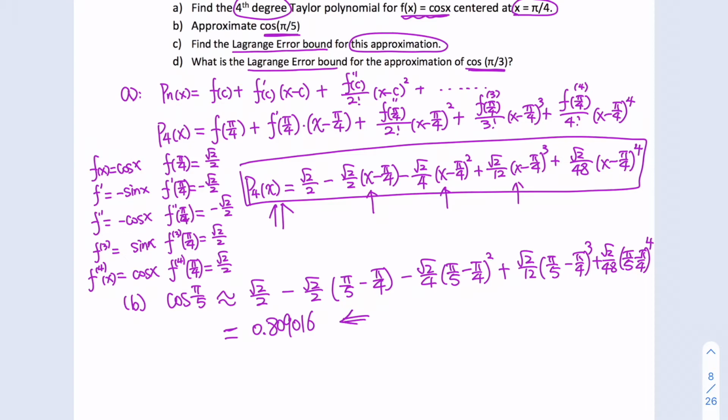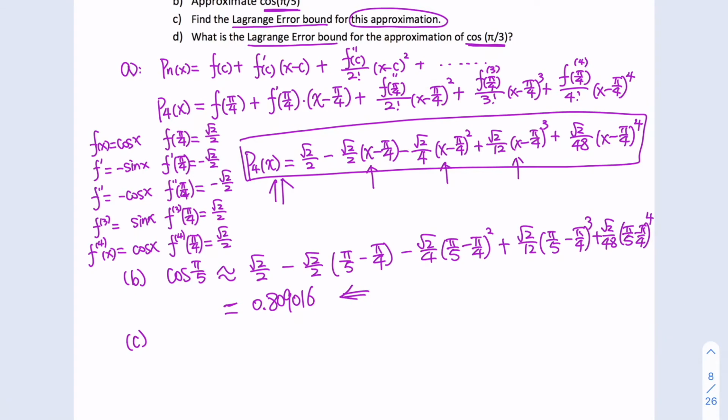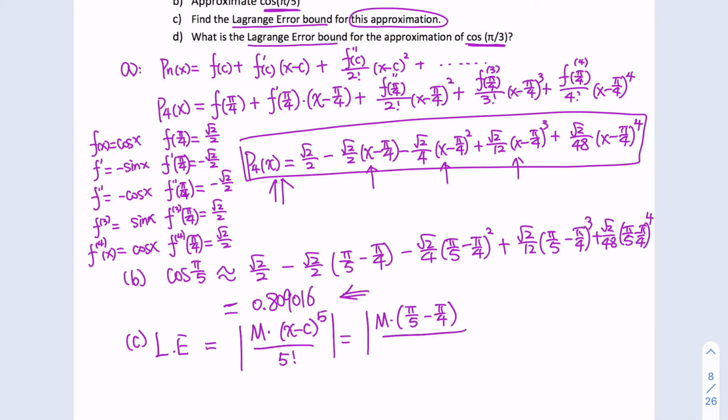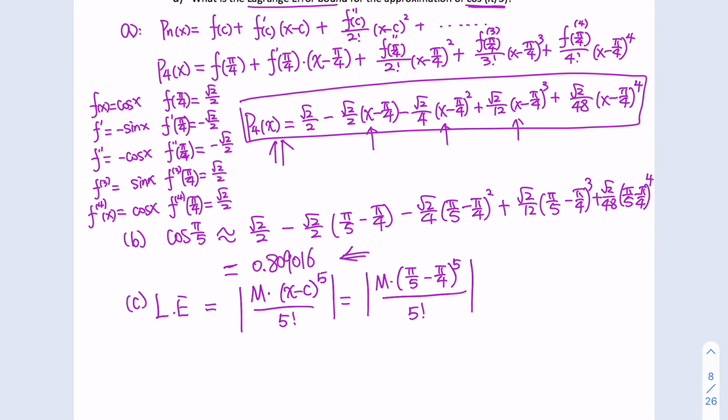So given this, let's have a look at part C. Find the Lagrange error bound for this approximation. The Lagrange error bound, as we know, is given by M times the absolute value of x minus c to the n plus 1, because we use the fourth degree, so it's 5 here, divided by 5 factorial. In this case, x equals pi over 5 and the center c equals pi over 4. We want to find the error bound here. The only thing right now we need to solve for is the M here.